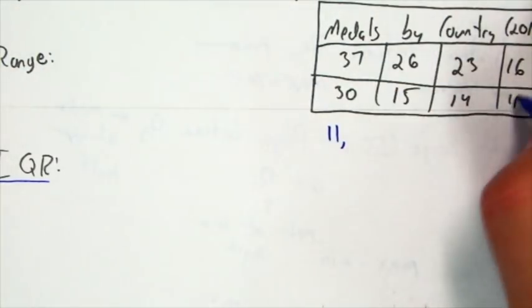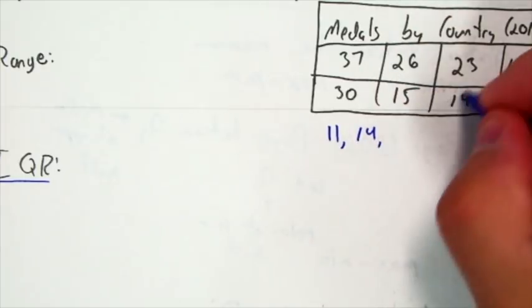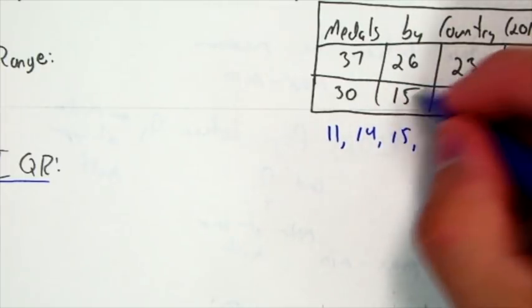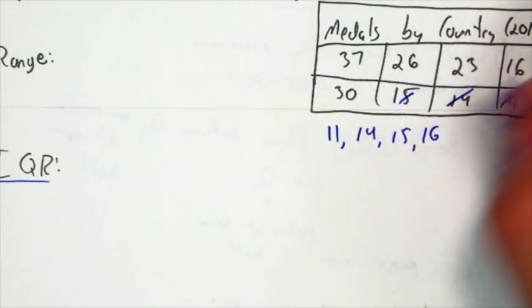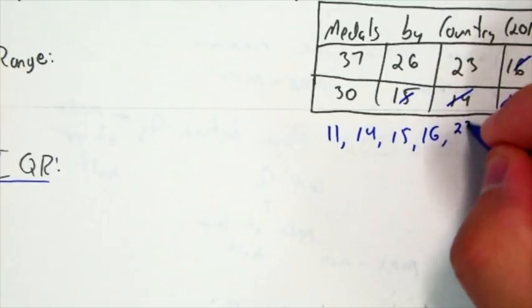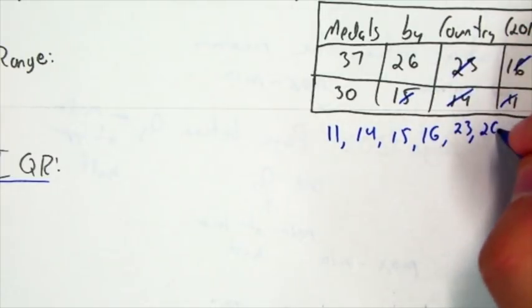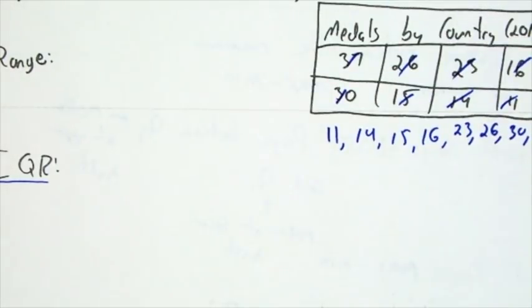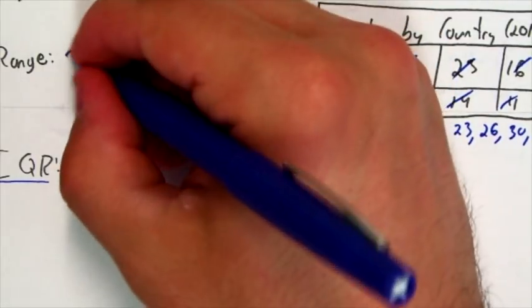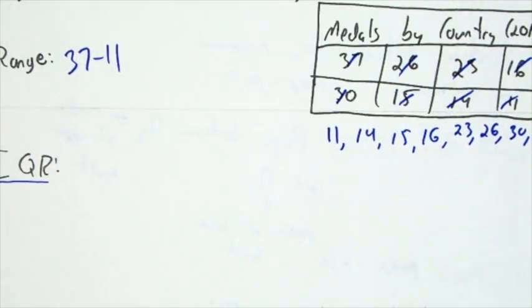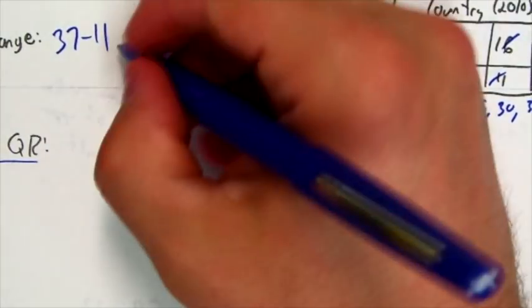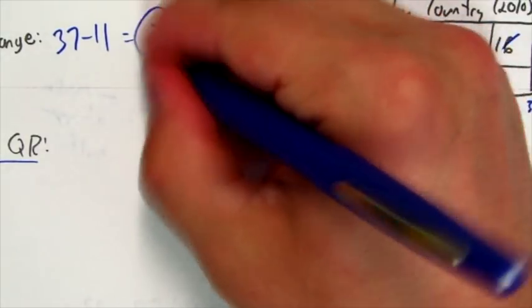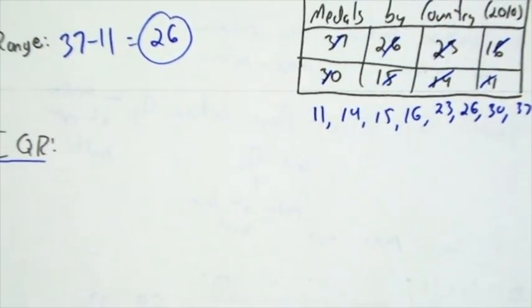So 11, 14, 15, 16, 23, 26, 30, and 37. So the range would be 37 minus 11, and 37 minus 11 is 26. So that's the range.